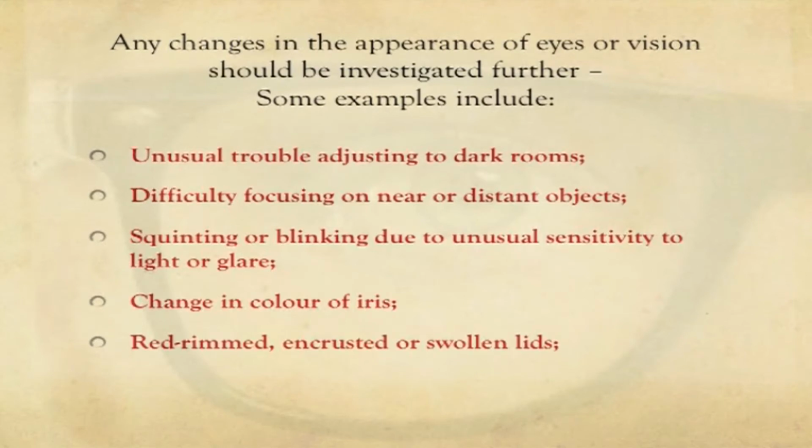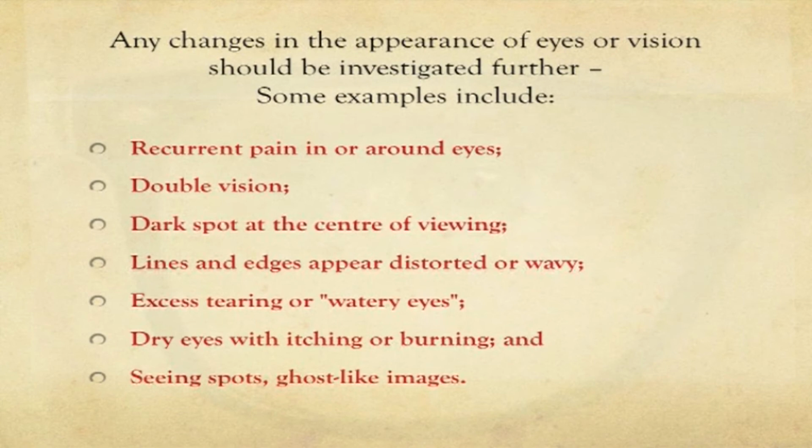Any changes in the appearance of eyes or vision should be investigated further. Some examples include unusual trouble adjusting to dark rooms, difficulty focusing on near or distant objects, squinting or blinking due to unusual sensitivity to light or glare, change in color of iris, red rimmed, encrusted or swollen lids, recurrent pain in or around eyes, double vision, dark spot at the center of viewing, lines and edges appear distorted or wavy, excess tearing or watery eyes, dry eyes with itching or burning, and seeing spots or ghost-like images.